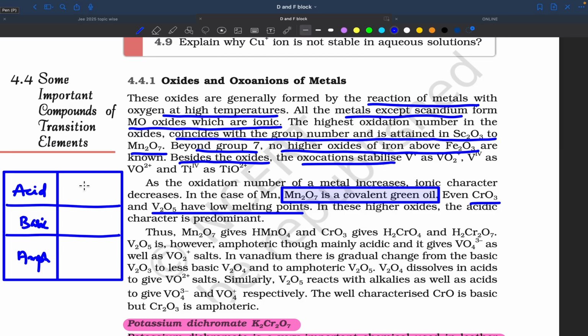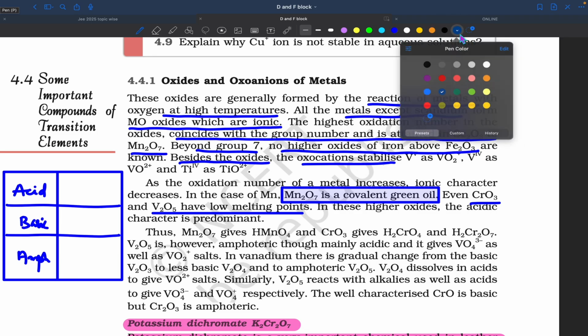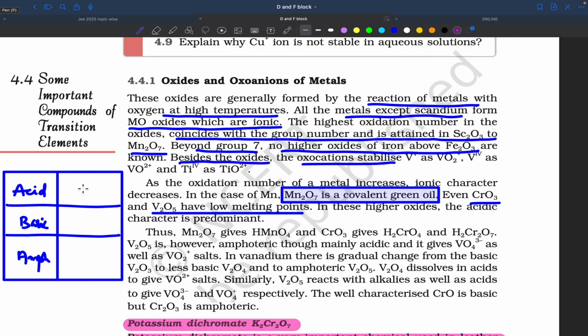He mentioned 3 acidic oxides. Tell me what they are, now you can check them. It is clearly given here what the acidic oxides are. So acidic oxides, first one is Mn2O7. Next one is CrO3, right? The last one is V2O5. So these are the 3 oxides of metals which are acidic in nature.